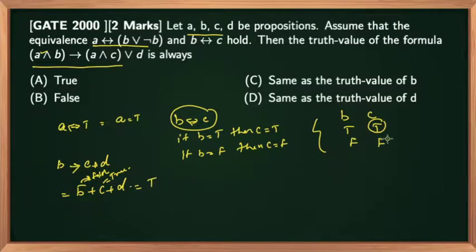Now let's assume C is false. If C is false, then we know that B bar should be true, right? In that case also, it will evaluate to true. Okay, so these are the only possible values for B and C, and in these values, this expression always evaluates to true. So we can say that this expression always evaluates to true if these two conditions hold.